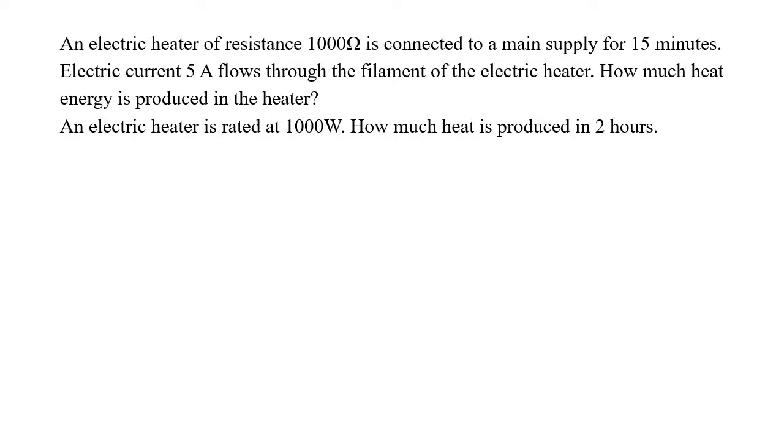Okay. Now we have got an electric heater of resistance 1000 ohm connected to main supply for 15 minutes. Time is 15 minutes. The current flowing is 5 ampere. How much heat is produced? The question asks how much heat is produced. So heat produced, I told you, is equal to work done. And the formula, if you remember, is I square RT, where I is in ampere, that is 5 into 5, 25. Resistance is in ohm, so we have got 1000.